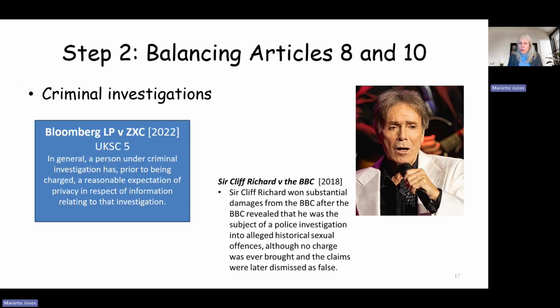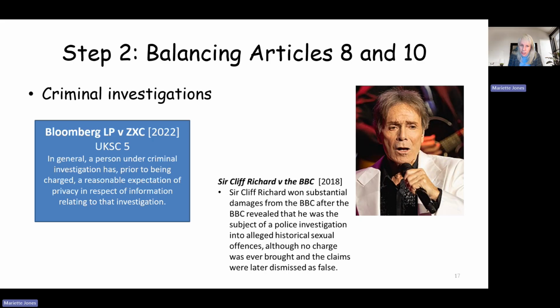With regards to criminal investigations, this area has seen major developments. In Bloomberg LP versus ZXC in 2022, the Supreme Court held that a person under criminal investigation but not yet charged generally has a reasonable expectation of privacy. This protects individuals from the no smoke without fire assumption that can destroy reputations before any evidence is even tested.